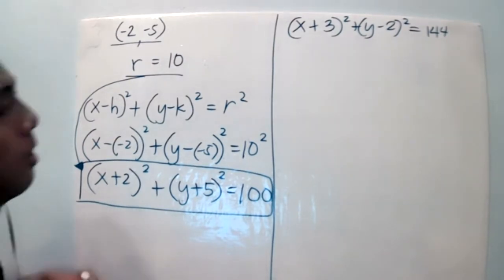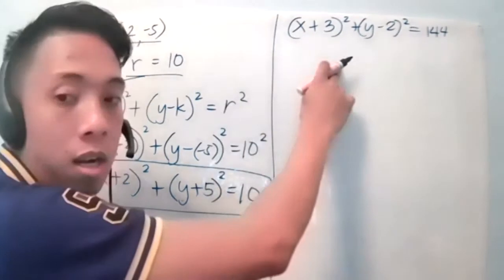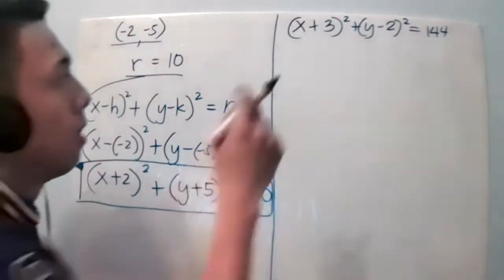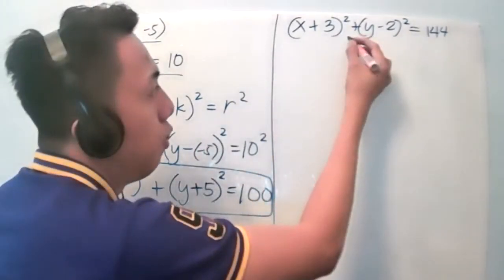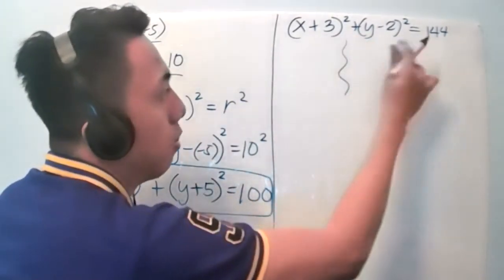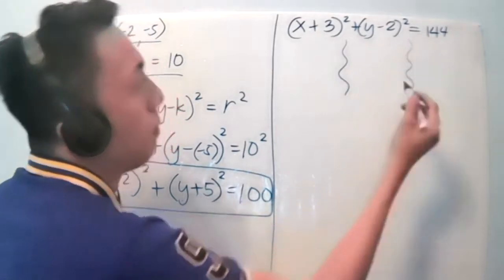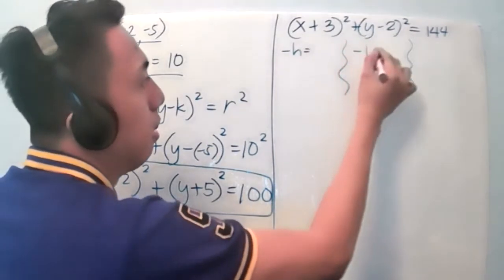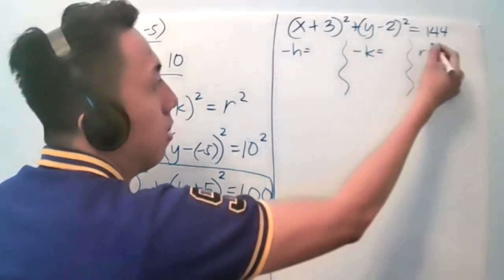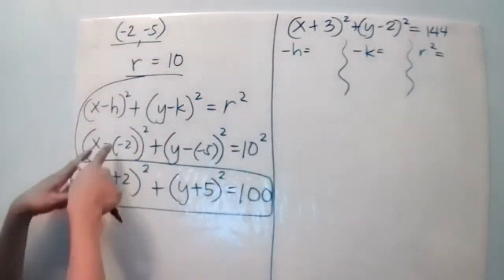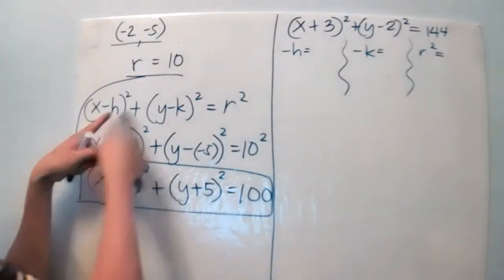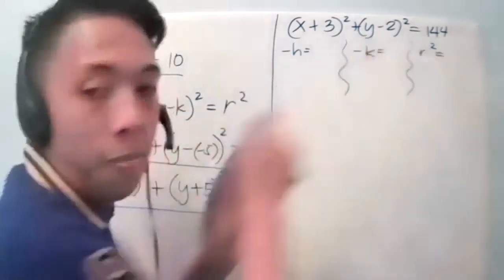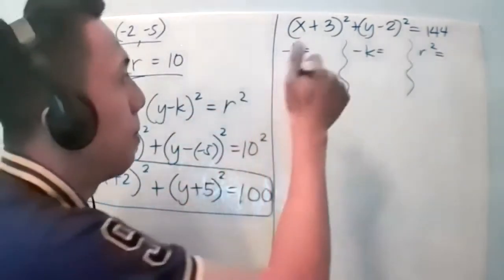Dali lang yan. Okay. How about this one? We need to find the center and the radius. Center and radius. Hanapin muna natin yung mga formulas. Yan, hatiin ko siya sa 3. This one is -h, -k, r squared. See, it's because we have -h, so I put here -k and then r squared. Tama? Now, let us put those numbers.